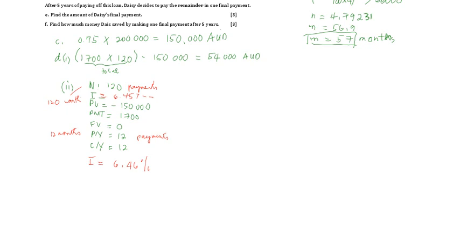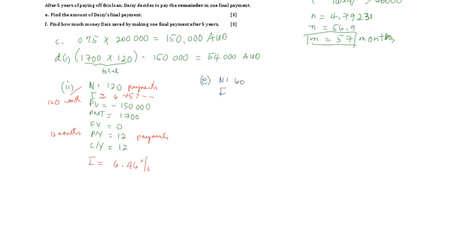Okay, let's solve letter D. After 5 years of paying the loan, Daisy decides to pay the remainder in one final payment. So maybe we can have our E here. I'll just put a space here. For letter E, the amount of Daisy's final payment. So what remains? What will be the future value after paying for 5 years? And 5 years is 60 months of payment.